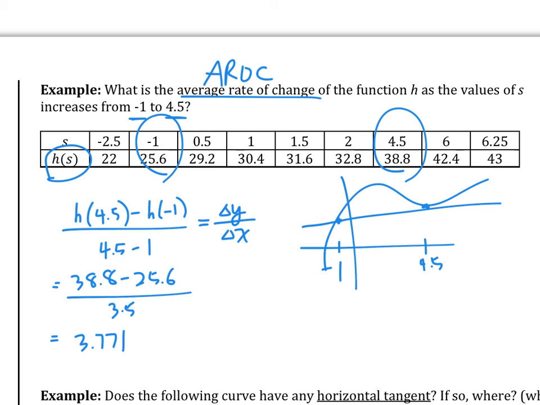The answer is 3.771. All right, so one thing about the AP test is you must have 3 decimal places. Please don't round to tenths only. That is 1 decimal place, because it would just be wrong.